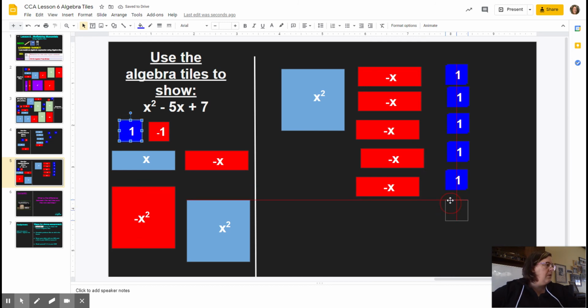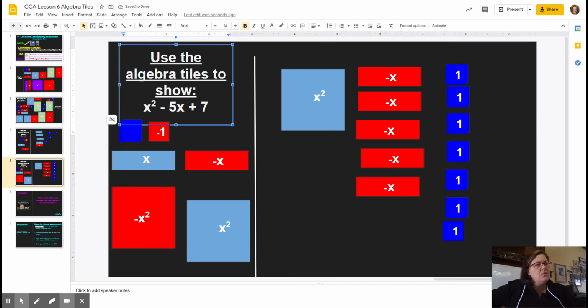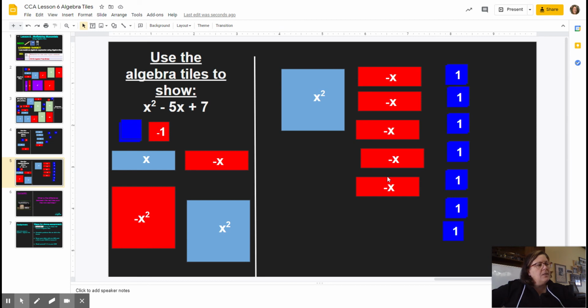Let's see, do I have enough yet? 1, 2, 3, 4, 5, 6, 7. So x squared, remember there's no coefficient. If there's no coefficient in front of the x term, it's just a 1. I put 5 negative x's, so minus 5x. And then I've got 1, 2, 3, 4, 5, 6, 7.